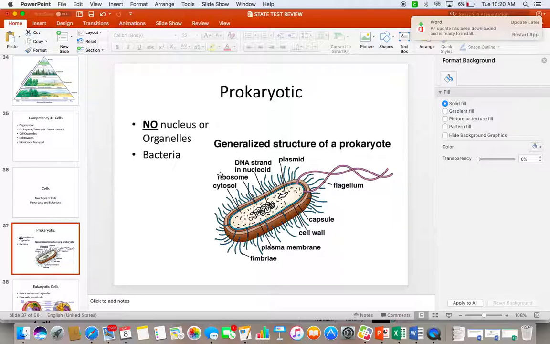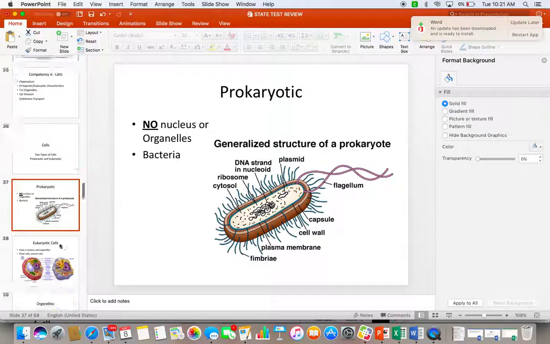Prokaryotes are bacteria. They don't have a nucleus, they don't have organelles, but they do have ribosomes. Okay? They also do have a cell wall. They do have a cell membrane. Their DNA is circular, but it's not in a nucleus.